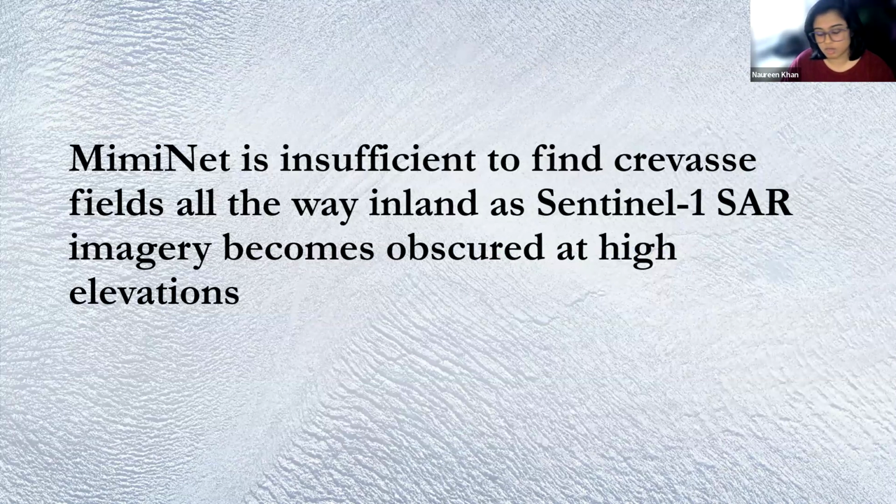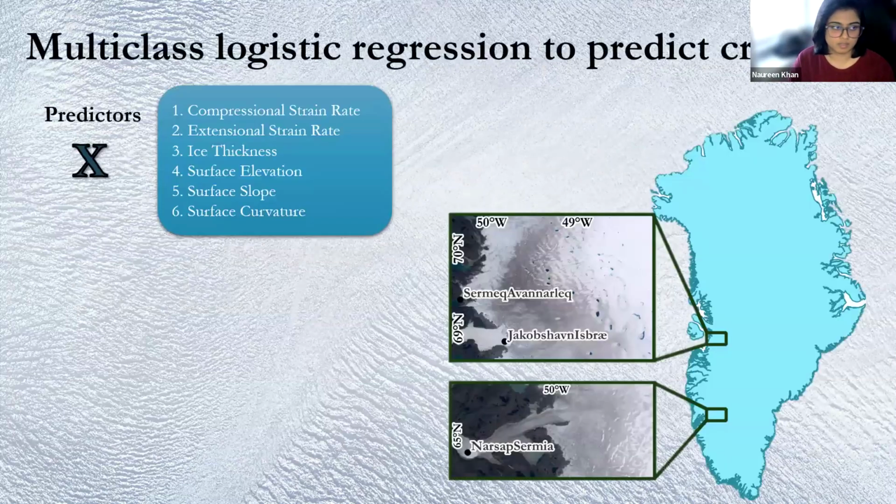So how do we go beyond that? How do we fix that problem? For that, we go to a different method. In this case, I'm going to use a multi-class logistic regression method to predict crevasses. We use a handful of predictor variables that we think are likely to predict the presence of crevasses at a given location.